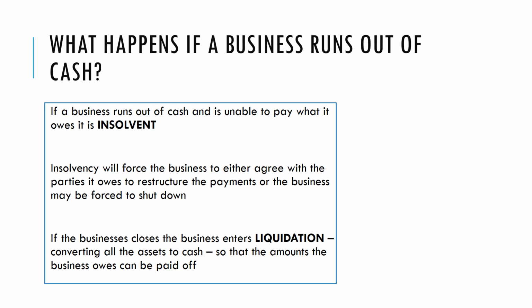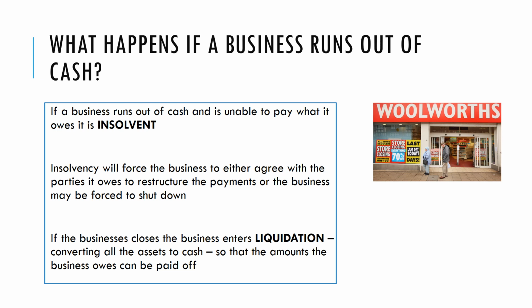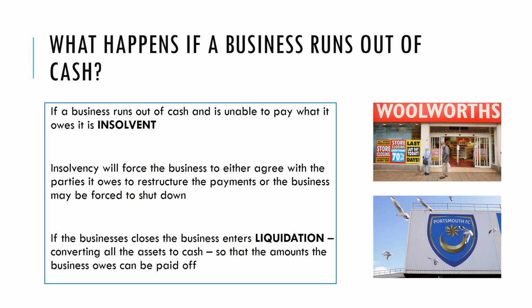Can you think of any businesses that you might know of that cease to exist, to run out of cash and shut down? There have been quite a few examples in recent years. For example, Woolworths. And when Woolworths was liquidated, you could even buy the tills as they sold off all the assets of the business. A number of football clubs as well have also faced issues with running out of cash and have entered liquidation.